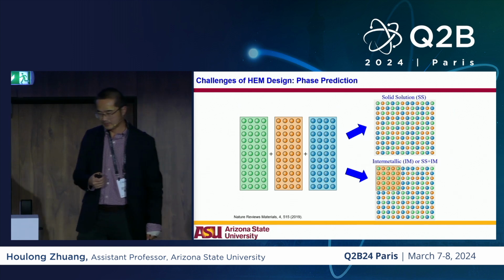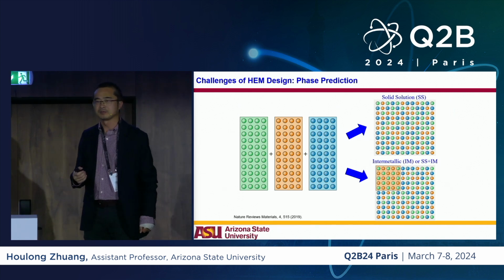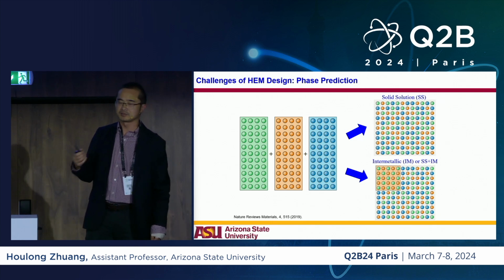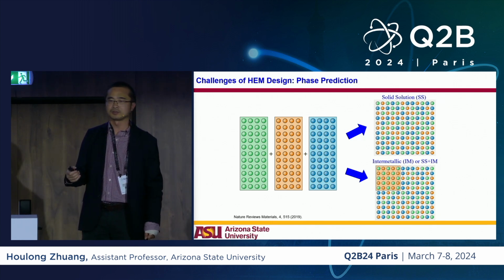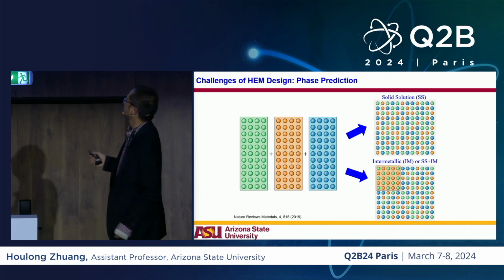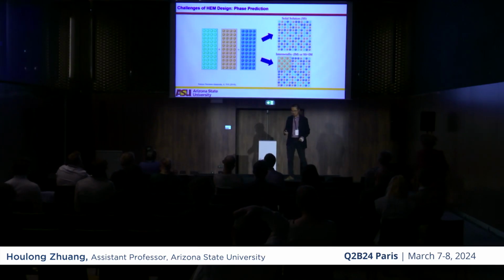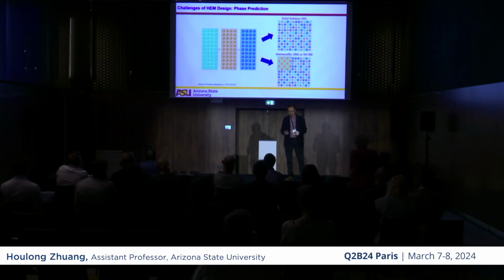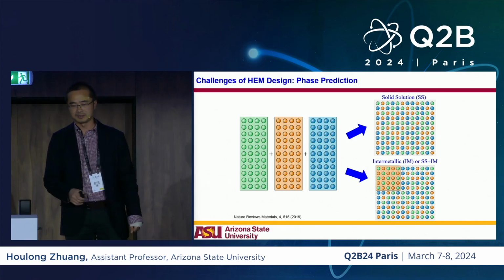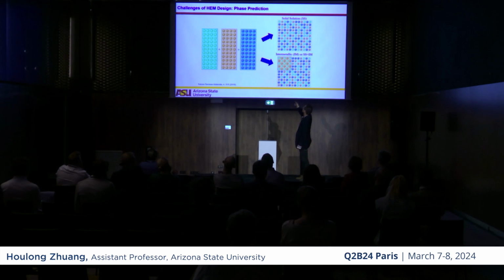Okay. And as a material scientist, we are really concerned about microstructure. So what do I mean by microstructure? Microstructure essentially means the arrangement of atoms at the atomic scale. So here I show you the challenge of designing high entropy material. One example is called phase prediction.